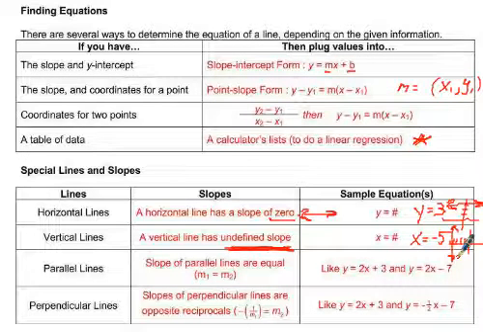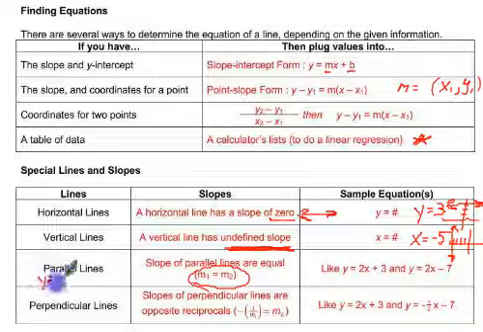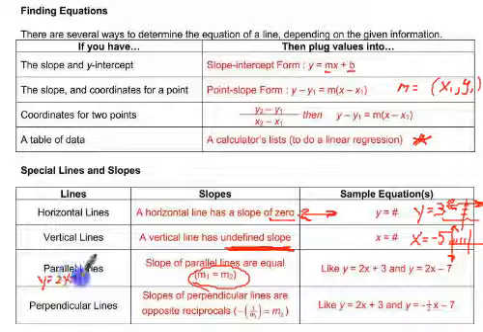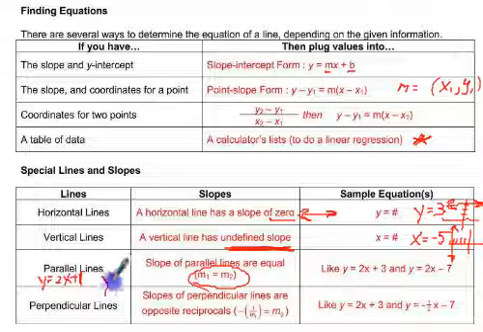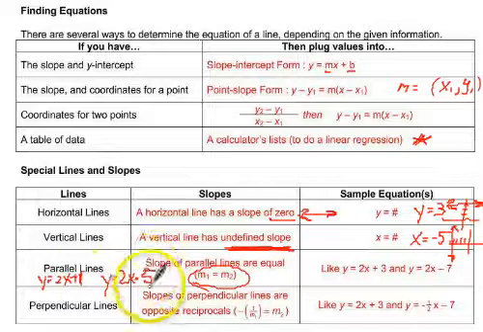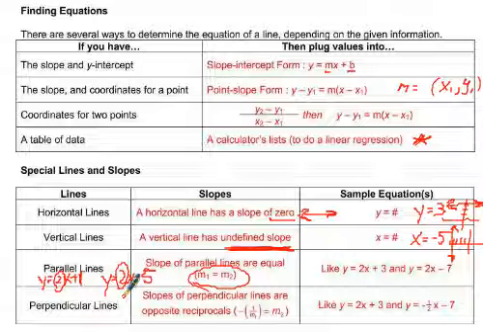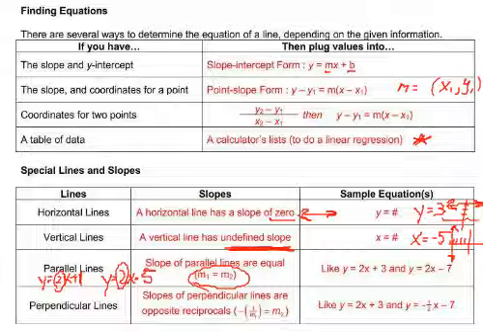Parallel lines, remember, they always have to have equal slopes. So if one of your lines is y equals 2x plus 1, then the other line could be y equals 2x minus 5. It really doesn't matter what the y-intercept is as long as these slopes are the same. Okay? And then for perpendicular lines, remember, those are going to be the opposite reciprocal.